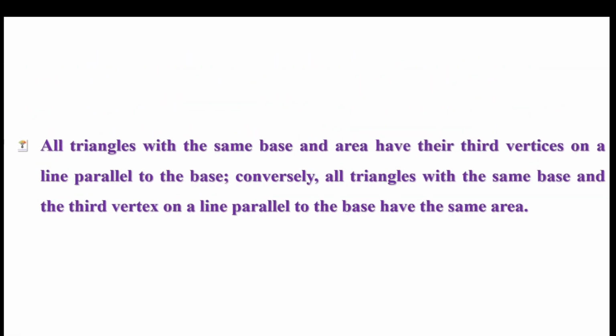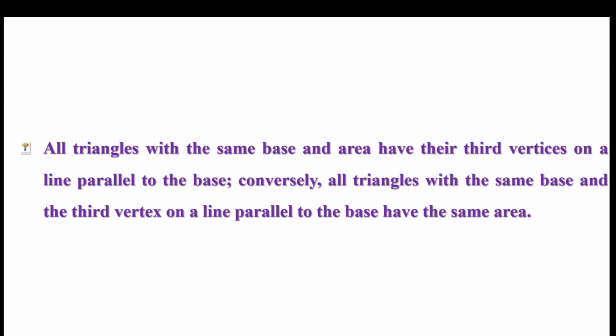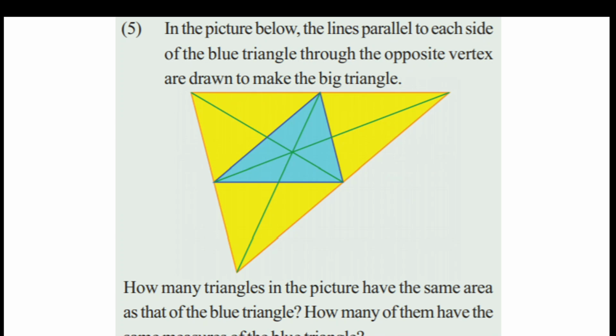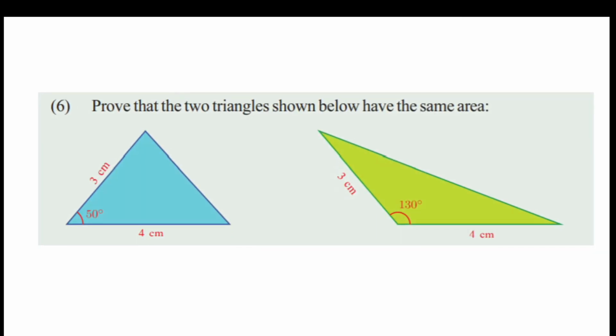After that, we have seen that all triangles with the same base and area have the third vertices on a line parallel to the base. Conversely, all triangles with the same base and the third vertex on a line parallel to the base have the same area. Now you have two assignments. First one, the fifth problem from page 12, and second one, the sixth problem from page 12.